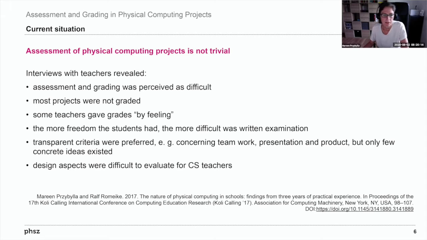And also the design aspects, as I just said, were very difficult to evaluate for the computer science teachers. And this brings me directly to what I would like to do in this workshop together with you, namely share our experience and discuss ideas how we can tackle those problems.